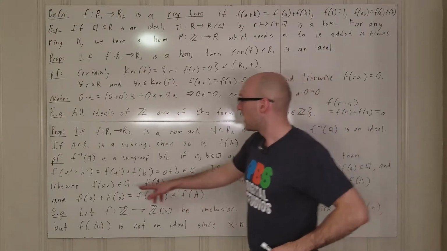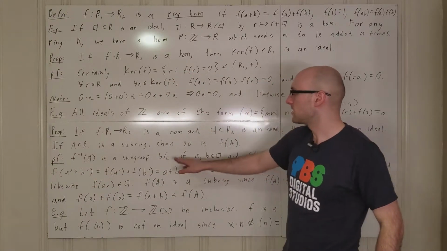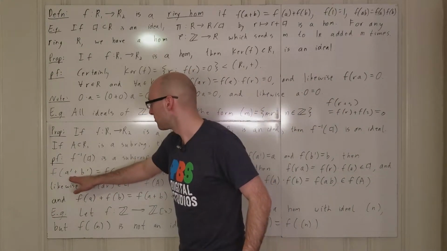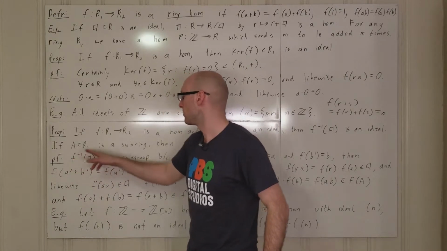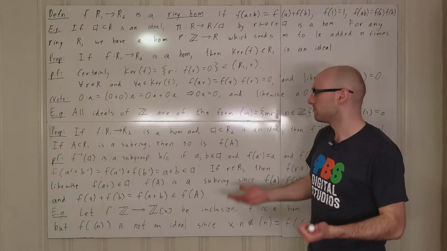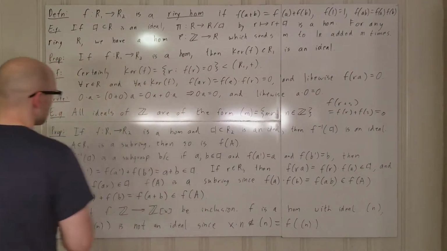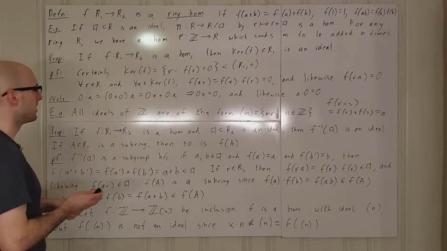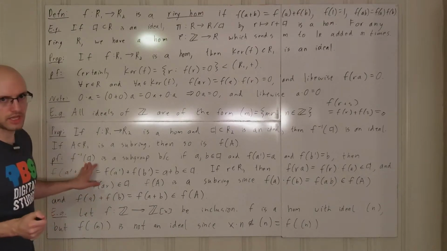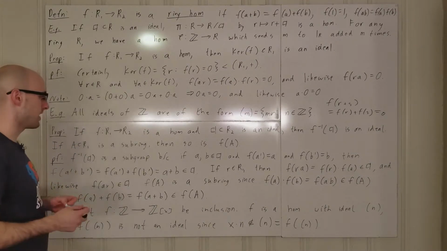And so F of A prime plus B prime is in this ideal, which means that A prime plus B prime is in F inverse of A. And certainly F of 0 is going to be 0 because it's a ring homomorphism, and so this will also contain 0. All right, so that's that.